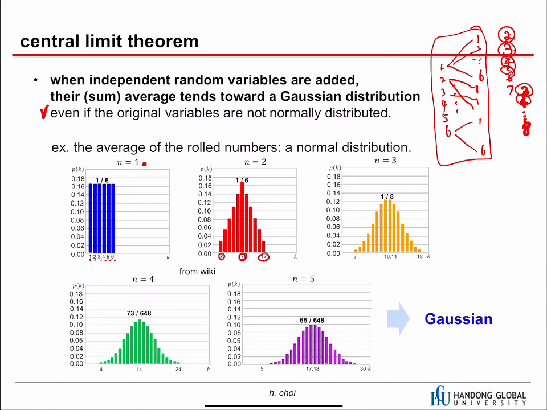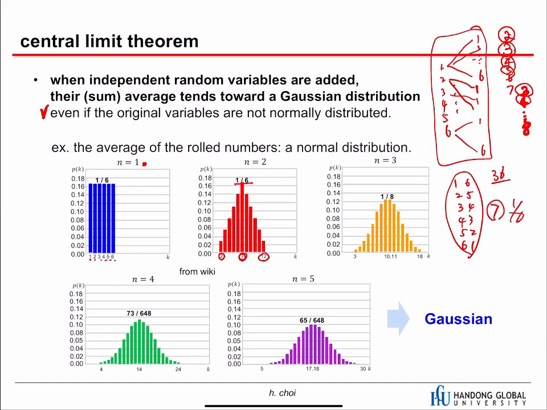Okay, how can we get 7? It could be 1 and 6, 2 and 5, 3 and 4, 4 and 3, 5 and 2, and 6 and 1. So we have 6 7s because we have 36 cases here, and 6 cases means the probability of 7 is 1 over 6.